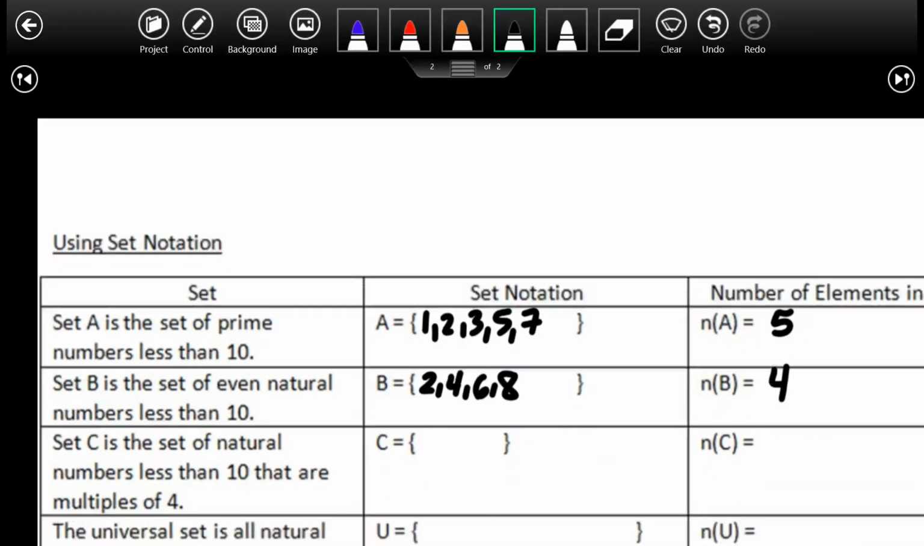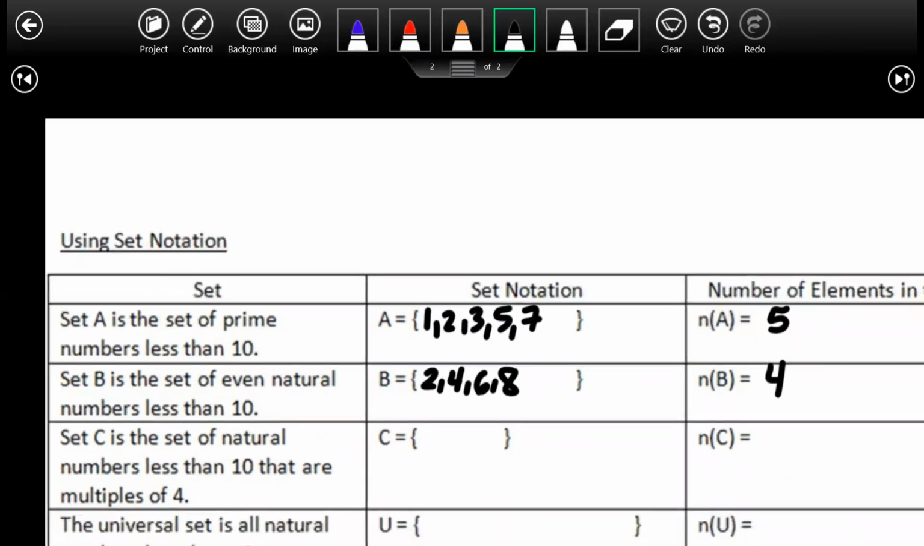Looking at the next one. C is a set of natural numbers less than 10 that are divisible by 4. Oh, multiples of 4. 4, 8. 4 is a multiple of 4 by 1. 8 is a multiple of 4 by 2. How many elements do I have? 2. You see where we're going with this?